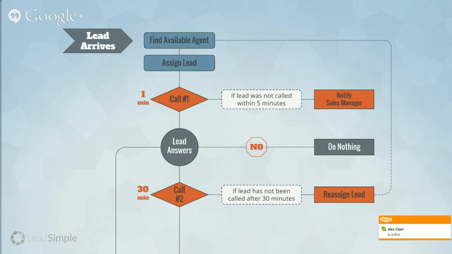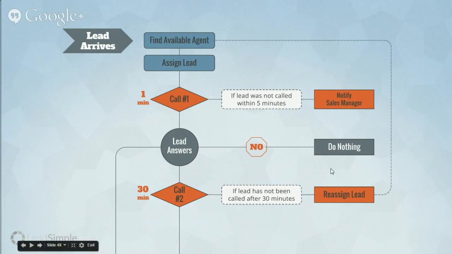A lead comes in immediately right out of the gate. What do we do? We find the first available agent. Secondarily, we assign the lead to that person. And then we make our initial calls. This should be happening within 60 seconds of actually receiving that lead. We should be following up with that person.